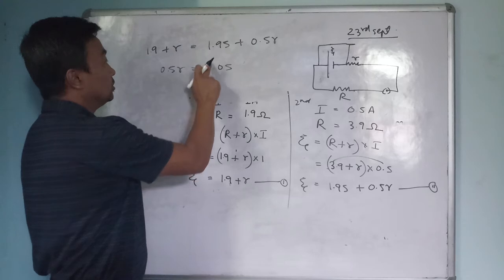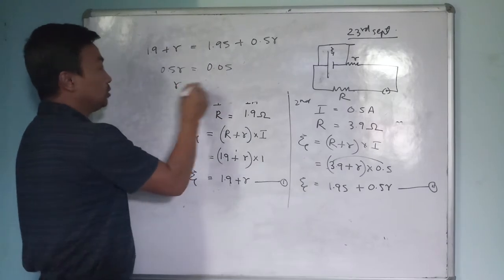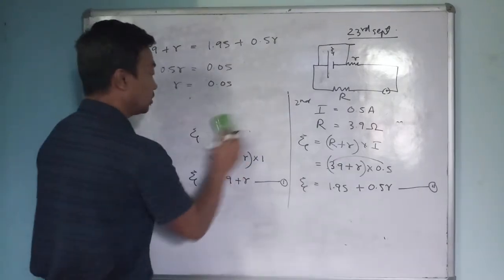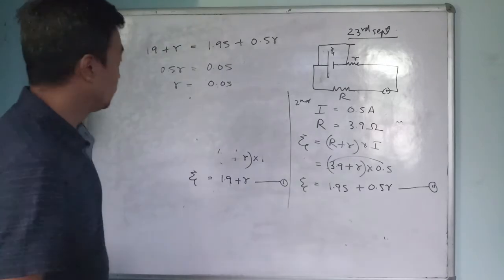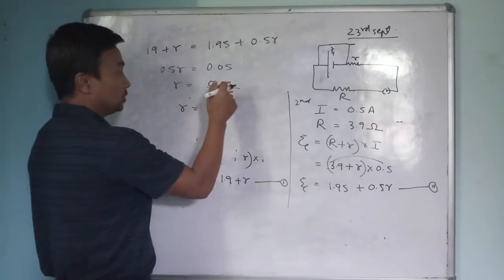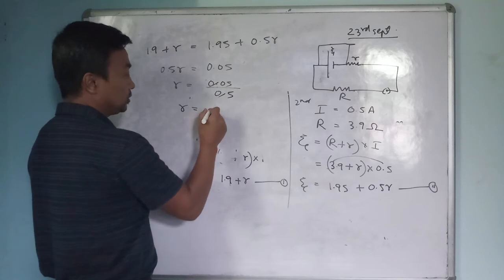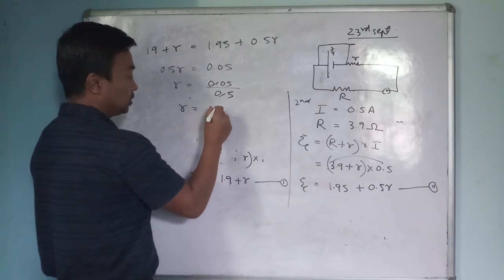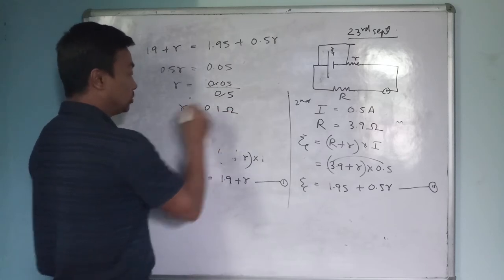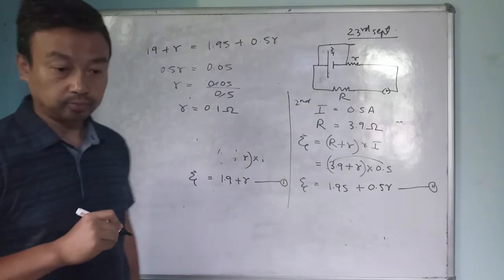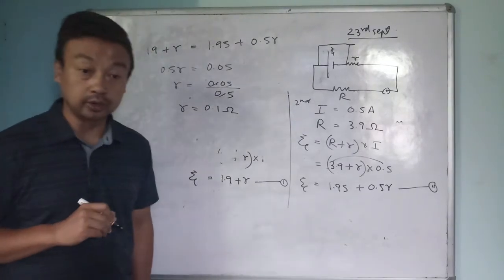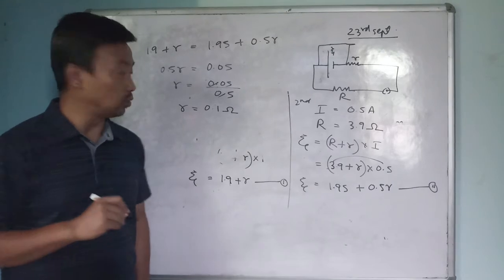Sorry, 0.05. So R will be 0.05 upon 0.5. So if you substitute, you will get 0.1 ohm. Yes or no? Yes, 0.1 ohm. So the internal resistance is 0.1 ohm.